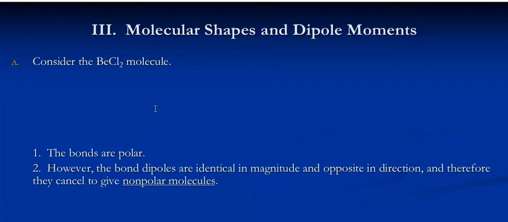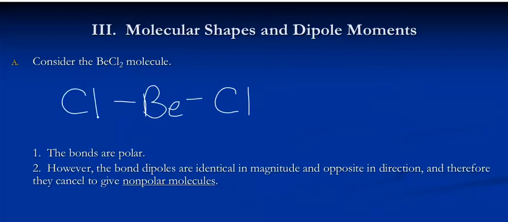Molecular shapes and dipole moments. Let's look at this molecule, BeCl2. It's a linear molecule. Chlorine is slightly negative, higher electronegativity. Beryllium is slightly positive. Since it's linear, the bond angle is 180.